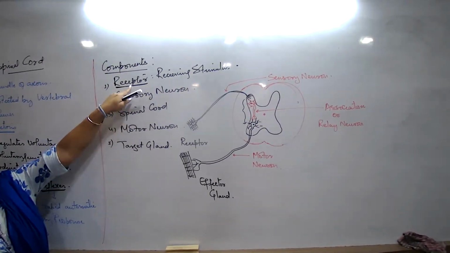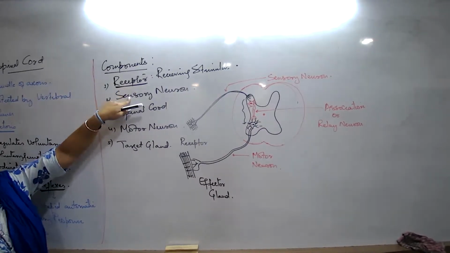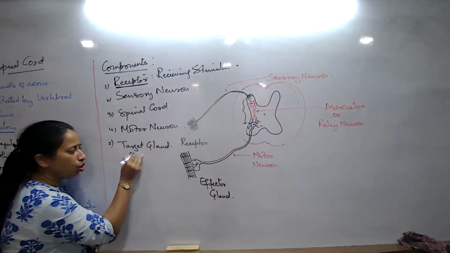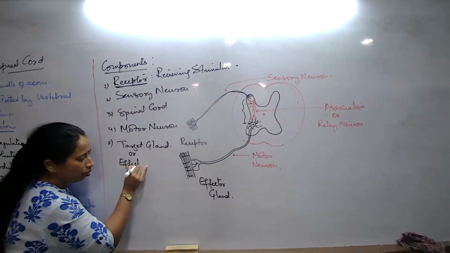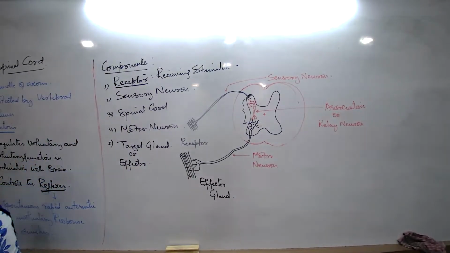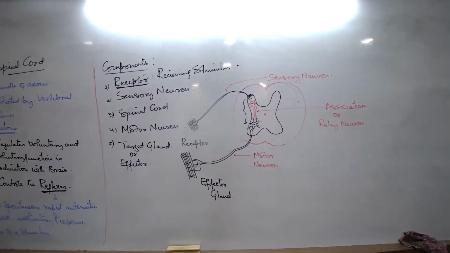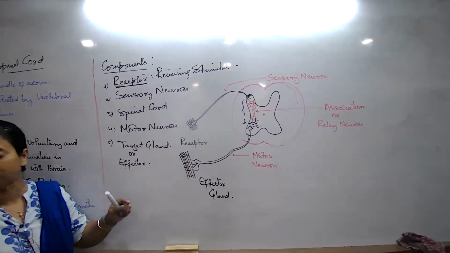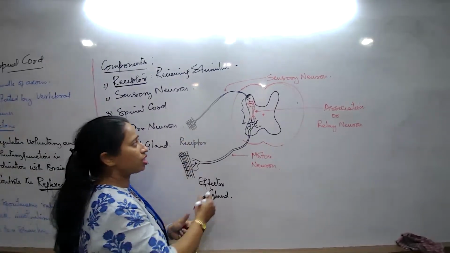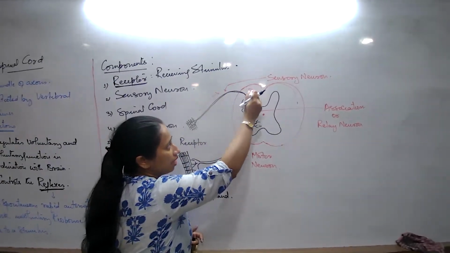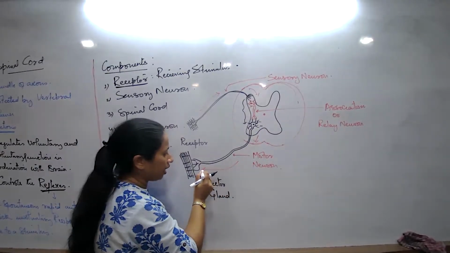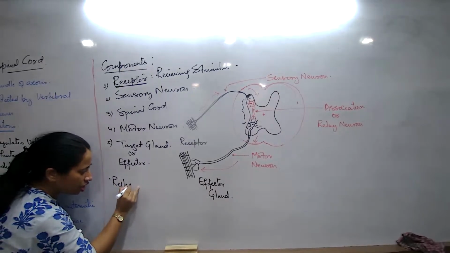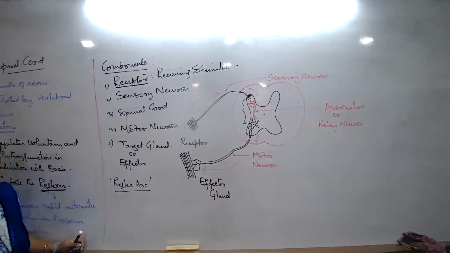Now, when I talk about the components again: receptor, sensory neuron, spinal cord, motor neuron, the target gland or the effector. You are generally asked the difference between the sensory and the motor neuron based on the function. So this is what we have to write. This is the entire pathway for nerve impulse transmission. From a sensory neuron, the message would go this way, enter the spinal cord, come out and reach the effector. So what is this entire pathway known as? This entire pathway is known as the reflex arc.